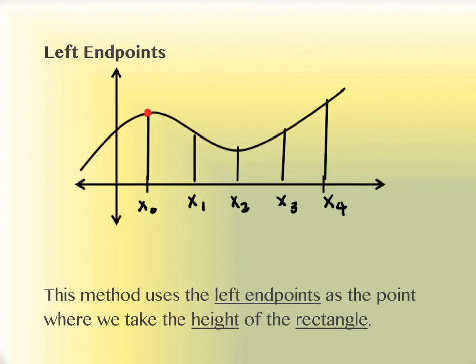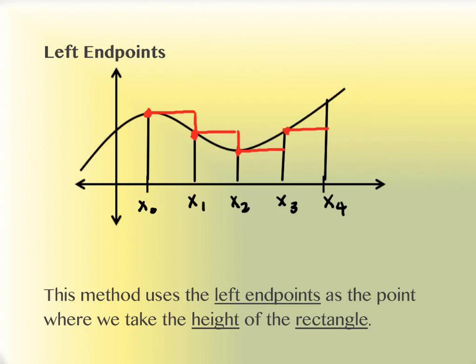So for this rectangle over here, where do we want the height to be? Well, we select the height to be the left end point, so the y value at x0, and we can sort of draw that height over and down. So there's our rectangle that we're going to approximate. And then the left end point of the second rectangle would be right here. The left end point of the third rectangle would actually be under the curve, and so would the fourth one. It would actually be over here as well.